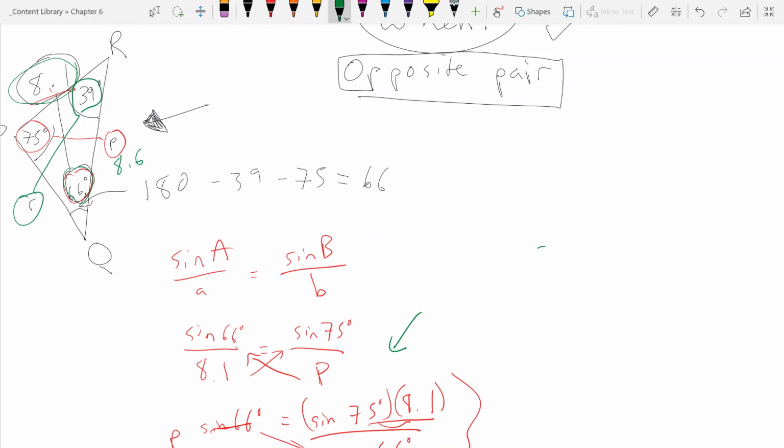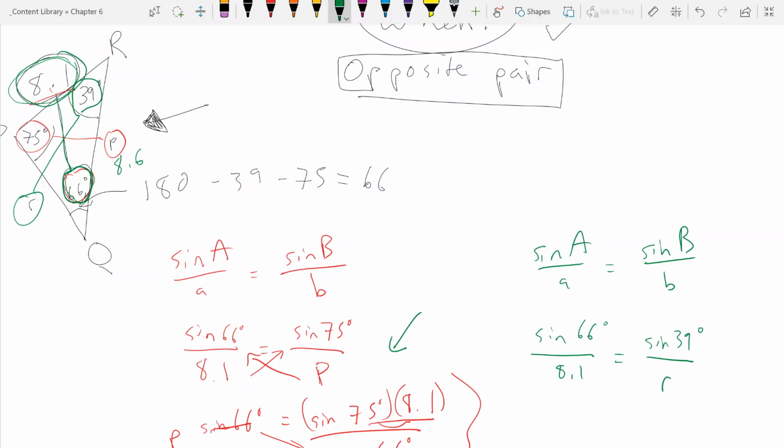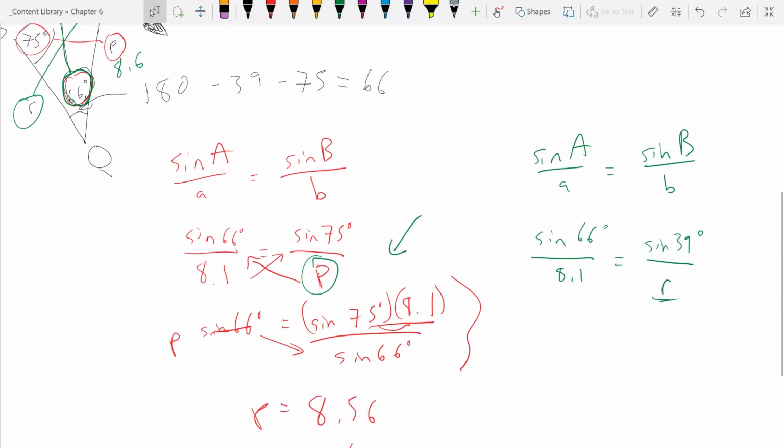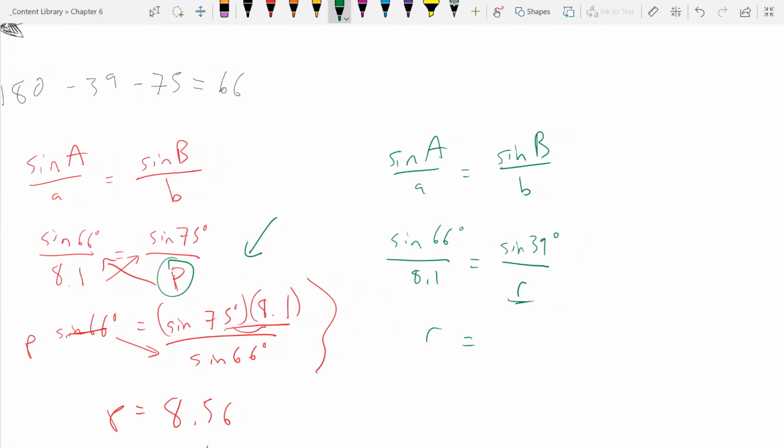So, let's set up another sine ratio. Sine A over A equals sine B over B. I'm going to sub in the numbers. So again, this side's going to look the same. Sine 66 degrees over 8.1. That was that first matching pair that we had that we used. Okay, now I'm going to sub in the other numbers I don't know. So I have the sine 39 degrees and side r. Because we solved p before, now I'm going to do side r. So again, I'm going to rearrange, and I'm going to get the sine 39 degrees times 8.1 divided by sine 66. Okay, I'm going to throw that in the calculator.